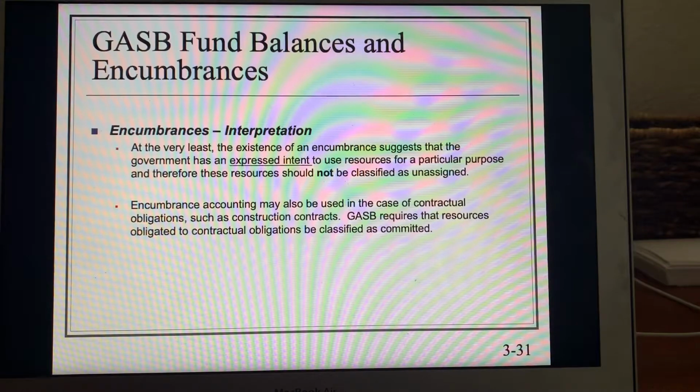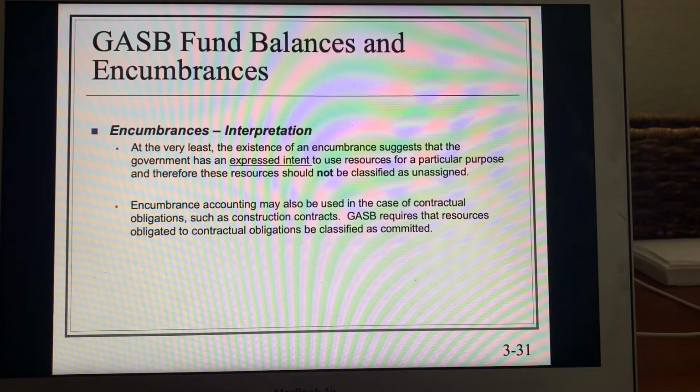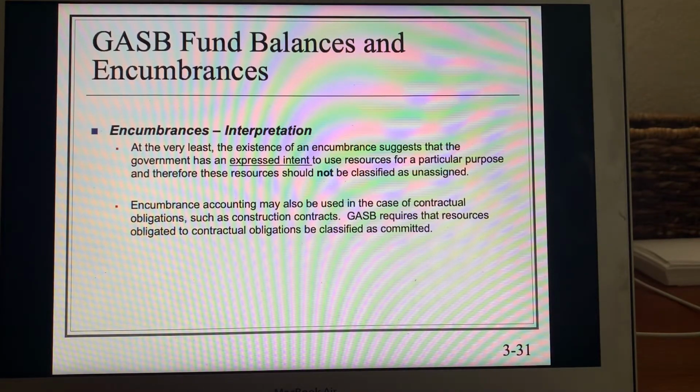GASB fund balances, again, encumbrances, interpretation. At the very least, the existence of an encumbrance suggests that the government has an express intent to use the resources for a particular purpose, and therefore these resources should not be classified as unassigned. Encumbrance accounting may also be used in the case of contractual obligations such as construction contracts. GASB requires that resources obligated to contractual obligations be classified as committed.